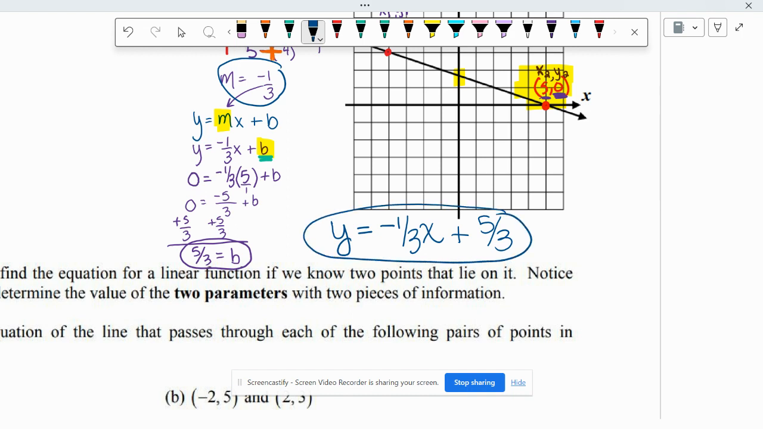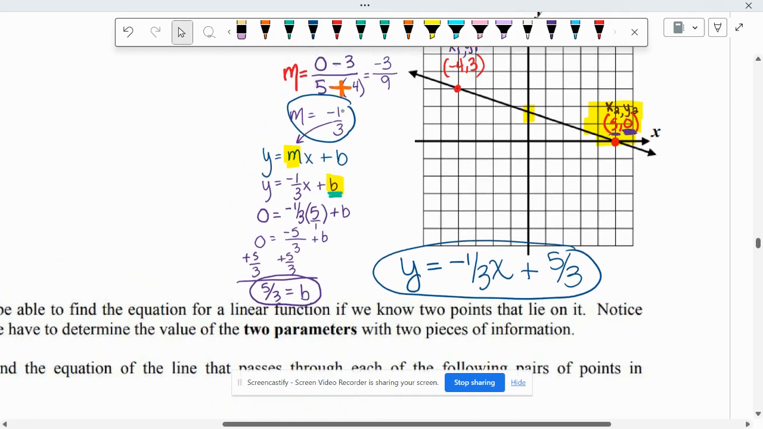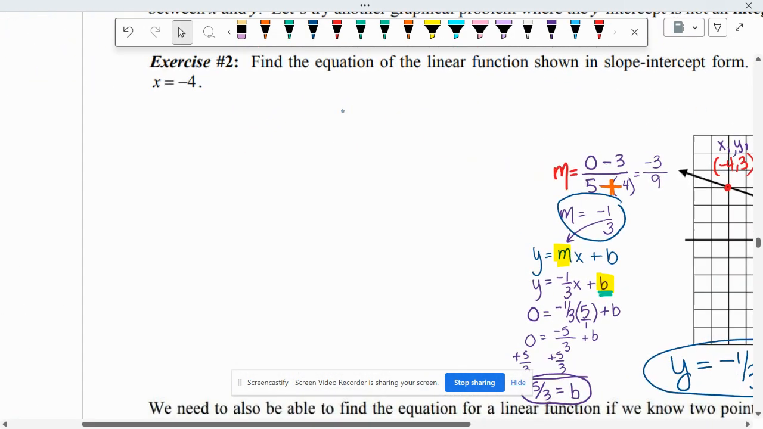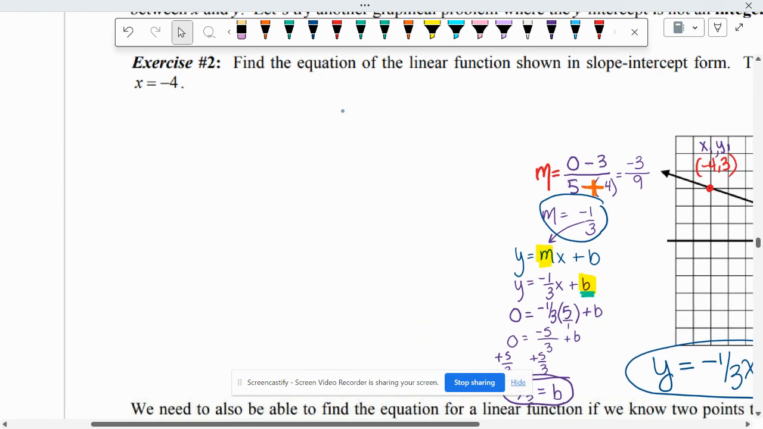That is my equation. So now we still have to test this, right? Didn't it ask us to test this for a certain point? We have to test this when x equals what? Yeah, so here's the test.